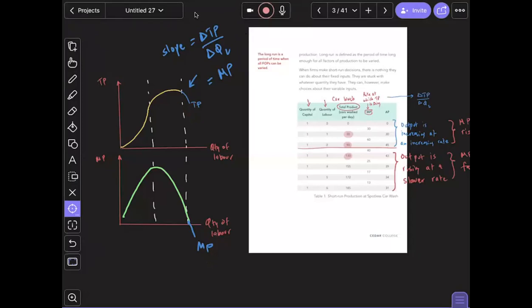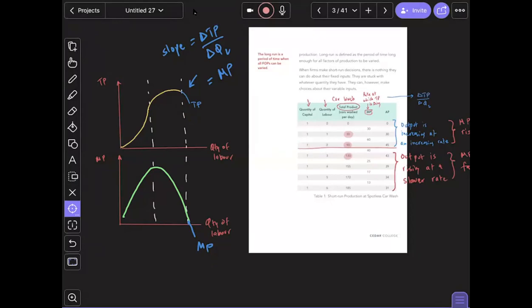Before I talk about this, is there any question that we have? Haris, what is TP? TP is simply total output. Total output is called TP. Total product means total output. MP is the extra output from one additional unit of labor.